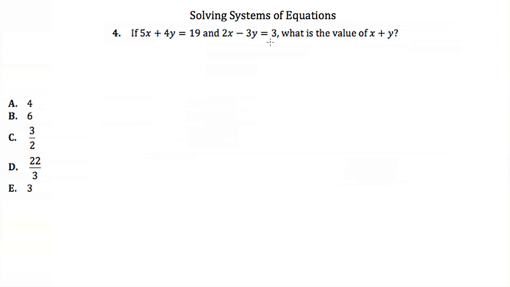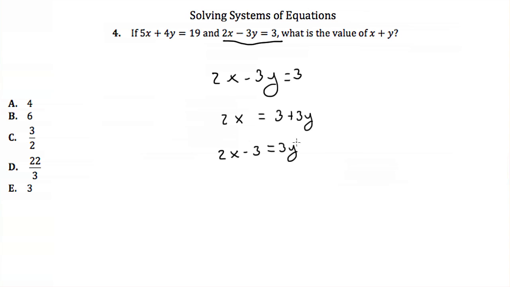Now for problem 4. If 5x plus 4y is equal to 19 and 2x minus 3y is equal to 3, what is the value of x plus y? To solve this problem, I'm going to use the method of substitution. I'm going to take this second equation, 2x minus 3y, and solve it for y. So I'm going to add 3y to both sides. I'll get 2x is equal to 3 plus 3y. I'm going to subtract 3 from both sides, so I'll have 2x minus 3 is equal to 3y. And divide everything by 3, so y is equal to (2x minus 3) over 3.